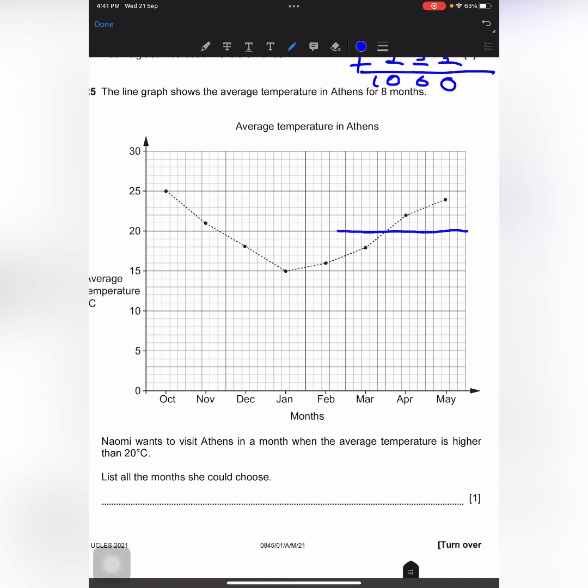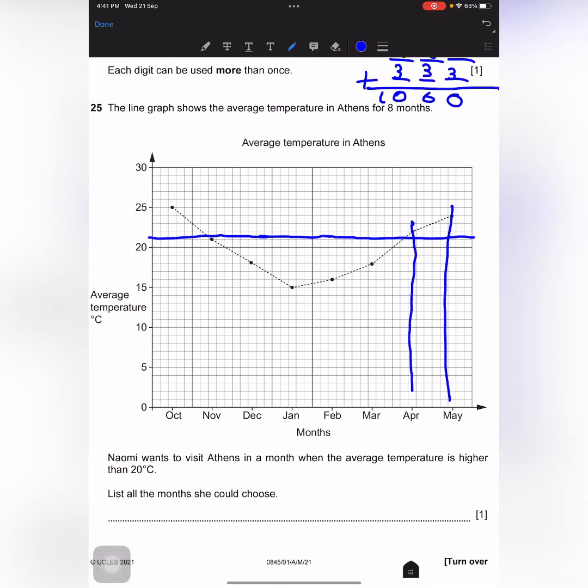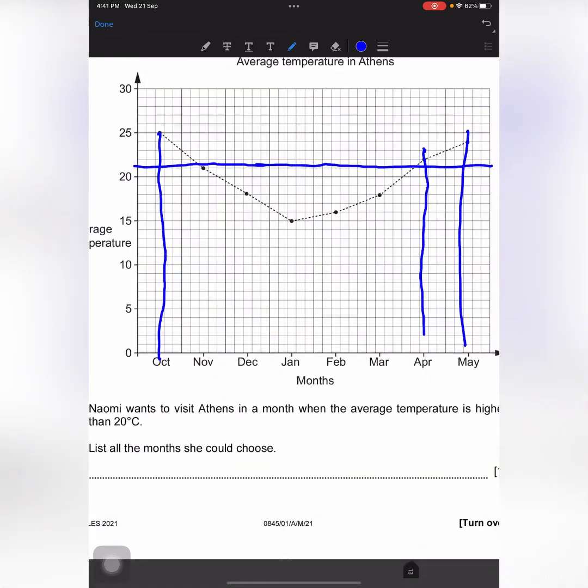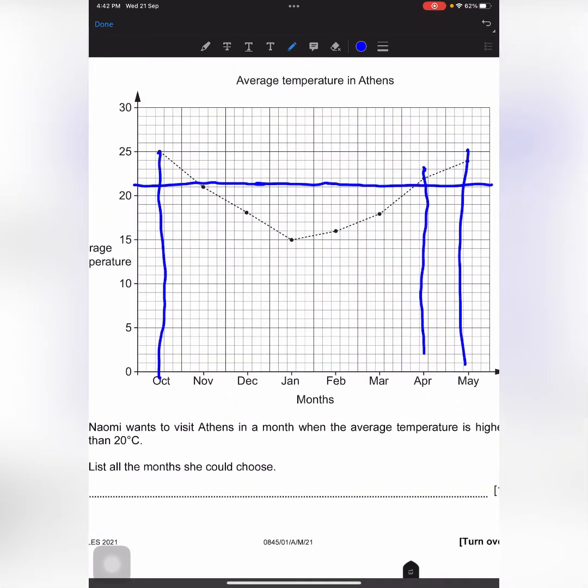So what we can do is we can just make a simple line right here, and we will know all of the ones that are above it, and we'll know. So right here, this one is April, May, and the other one is October. Okay. So now I don't know. Oh wait, November also counts.